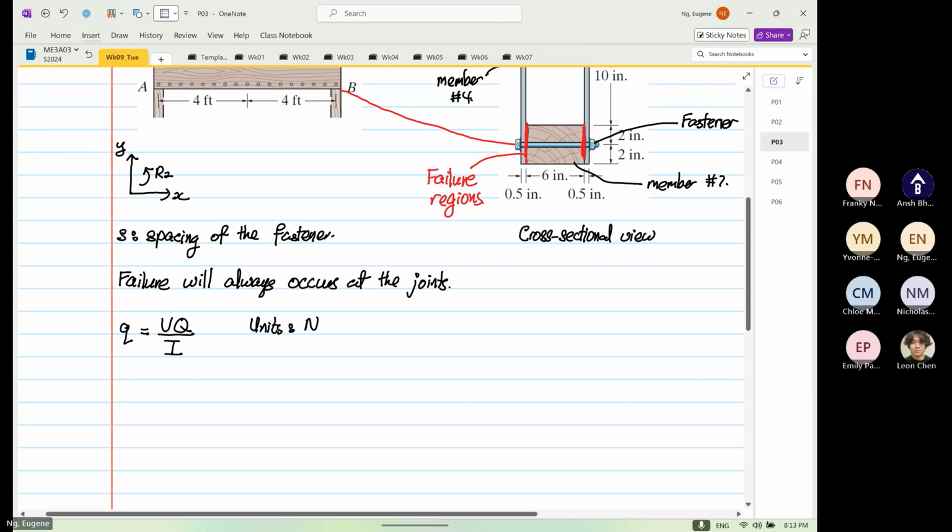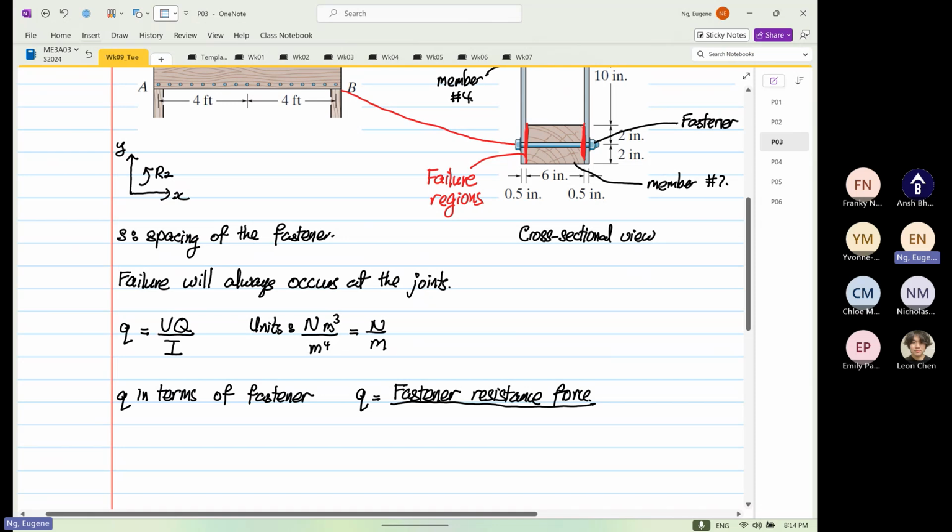And the unit, as you can see, is in Newton meter cubed over meter to the fourth, and we know that this is Newton per meter. Now q in terms of fastener can be applied as: q is equal to fastener resistance force, and you can divide this by fastener spacing.